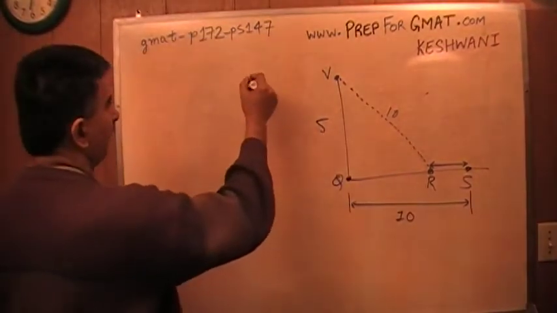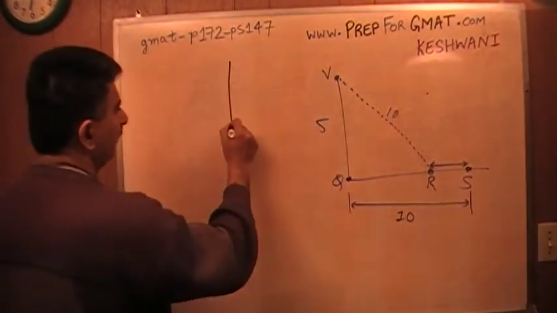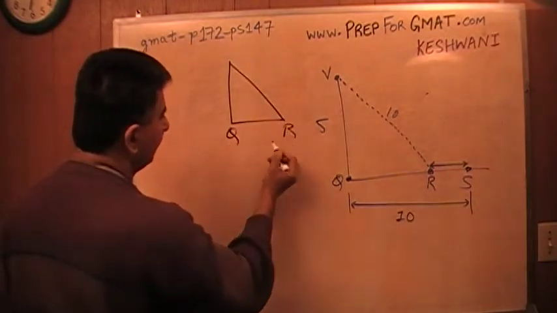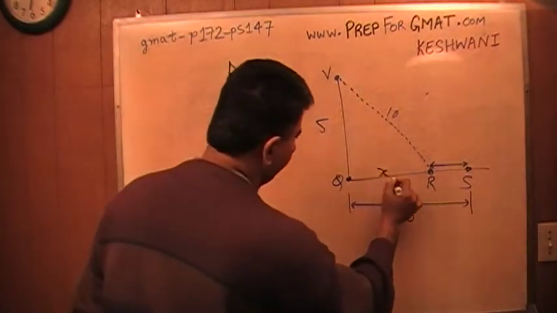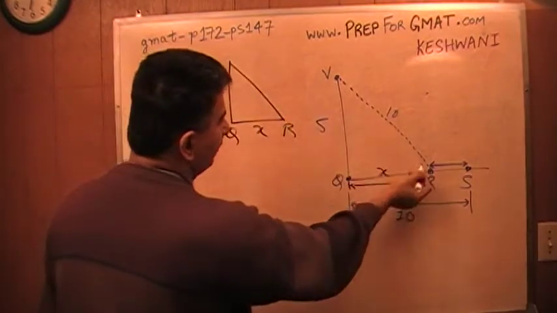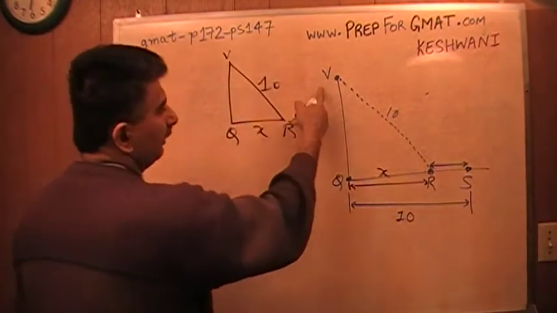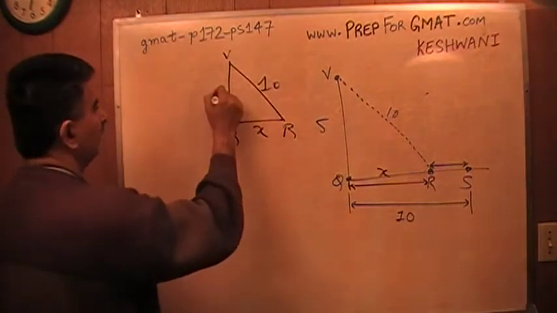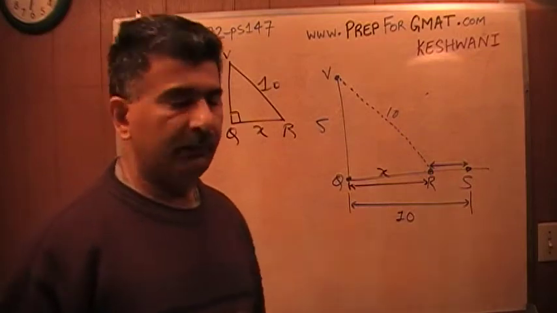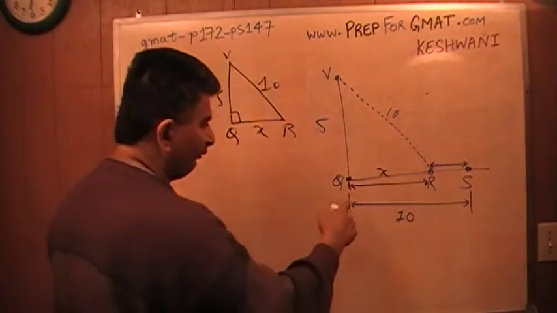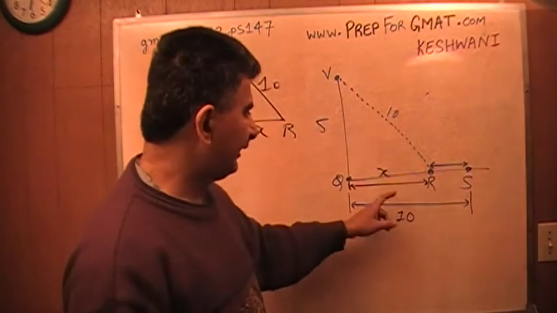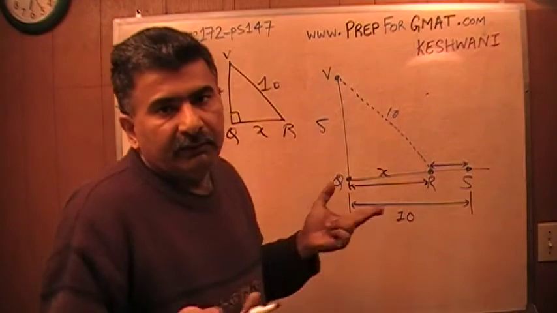I'm going to redraw this triangle here. I'm going to reproduce it. Here we go. This is my Q. This is my R. I'm trying to figure out this distance here, from here to here. I know that the hypotenuse is 10, which is my V to R. Q to R, I'm told, is 5. So a simple application of the Pythagorean theorem will tell me what this distance is. Once we figure out what Q to R is, then figuring out R to S is very simple. We just take that distance, subtract it from the 10, and that's our answer.